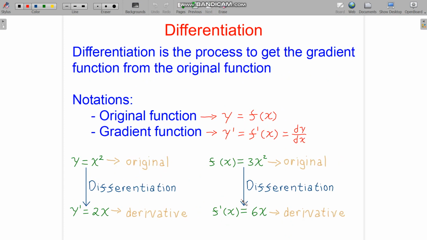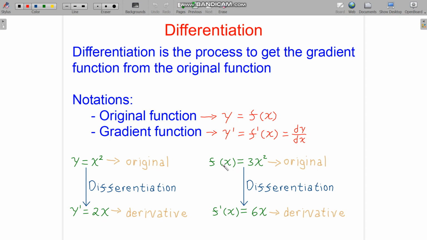Now the process to find the tangent gradient function, or just the gradient function, is called differentiation. If you want to find the gradient function from the original, the original function is usually called y or f of x. For the gradient function, we call it y prime, or f prime of x, or dy/dx. So if the original is y equals x squared, the result of the differentiation, y prime equals 2x. This is called the derivative.